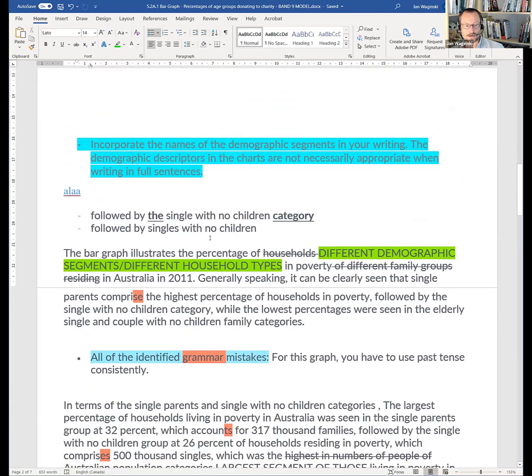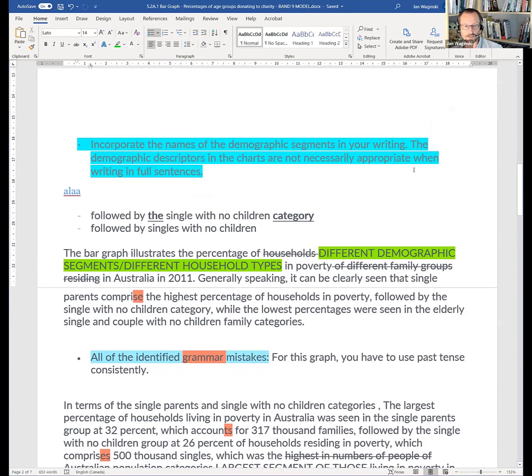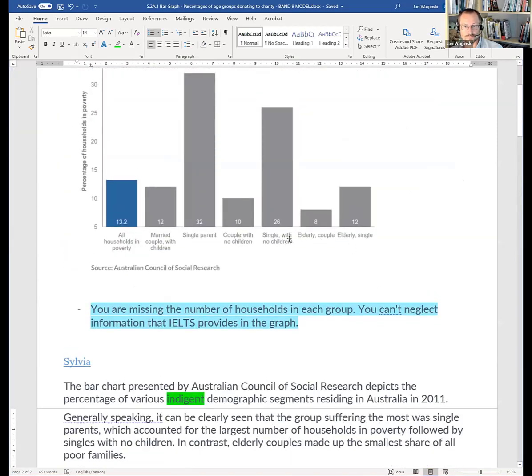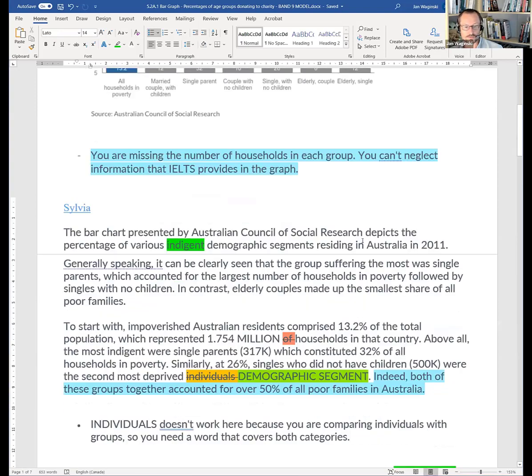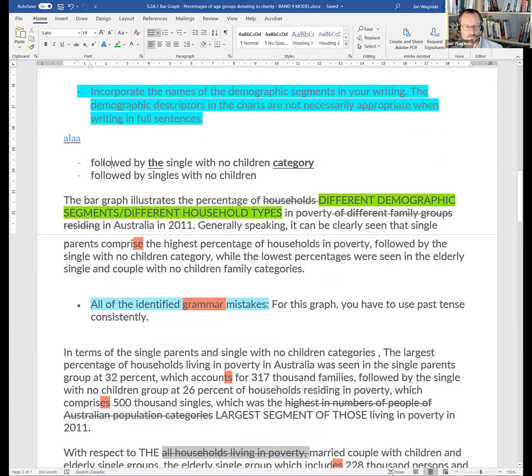Now, another common issue was not incorporating the names of the demographic segments in your writing. So when you see these little titles here, elderly couple, elderly single, married couple with children, these don't necessarily work that well when you incorporate them in sentences. So you got to figure out a way to put them into sentences. So here's one pattern that works.